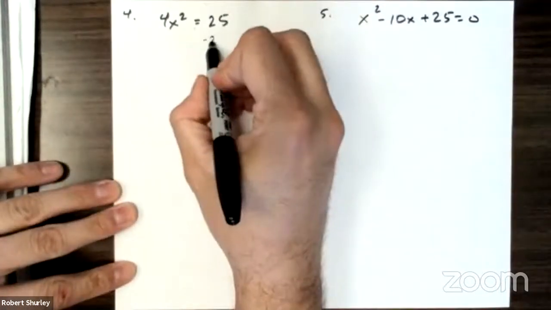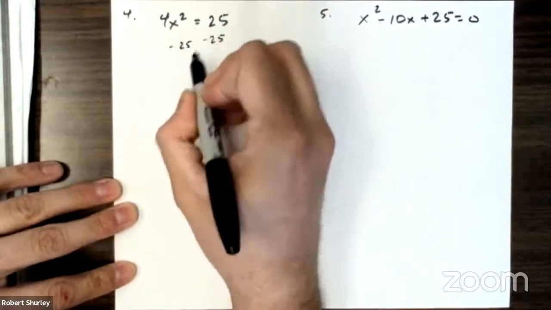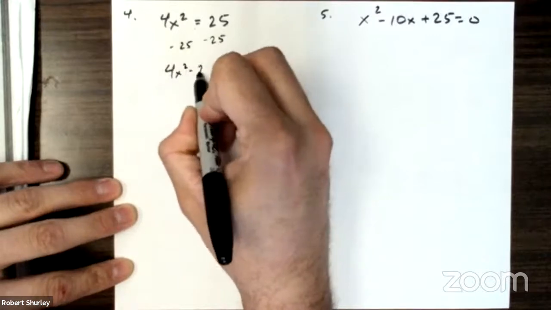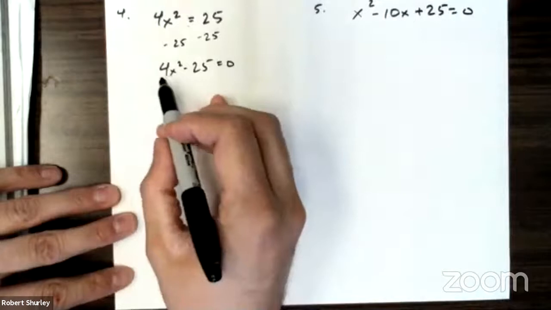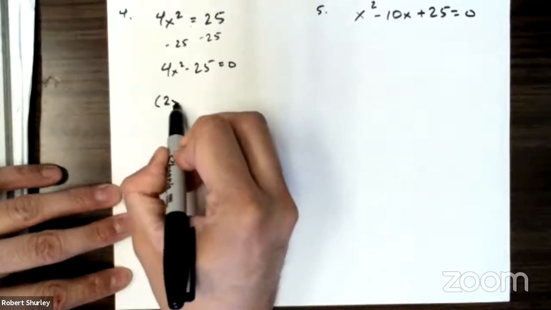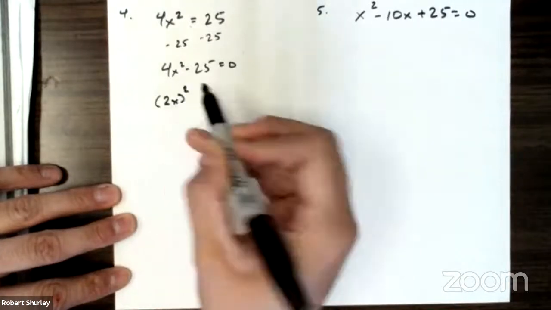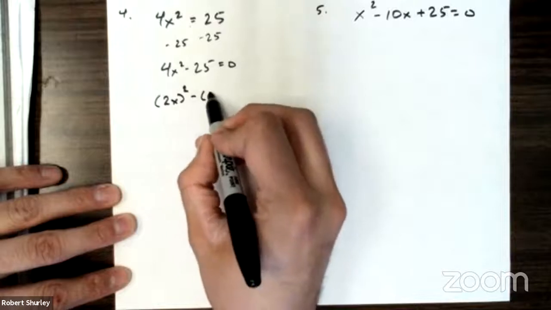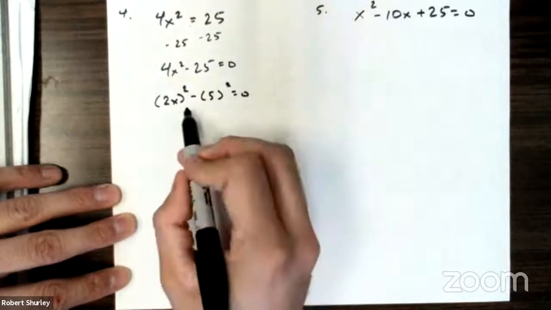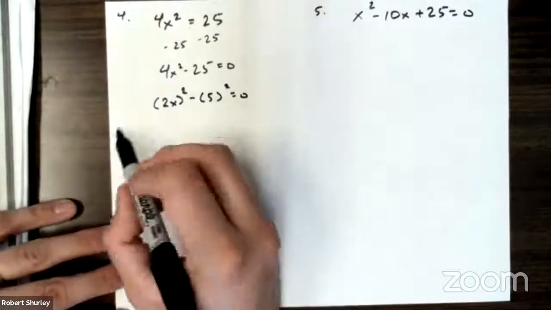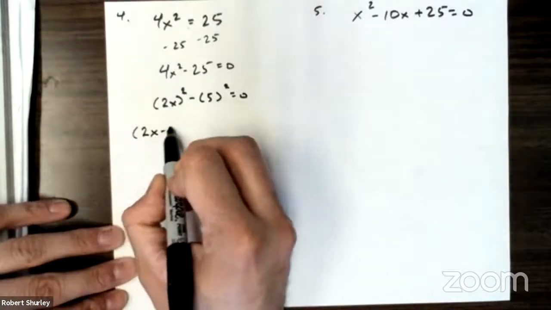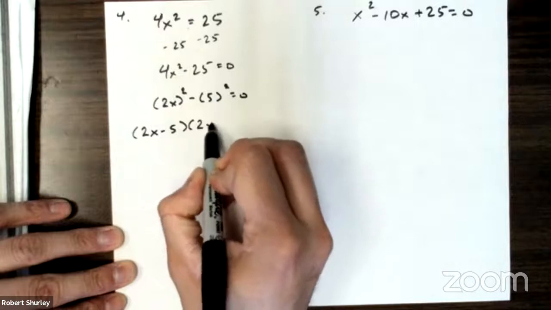Okay, so for this first one, I'm going to move the 25 over because if I'm going to solve by factoring, I have to do that. And this is what's called difference of squares. If you can write the first term as something squared, 2x squared, and if you can write the second term as something squared, the factors wind up being two conjugates. So 2x minus 5, 2x plus 5.